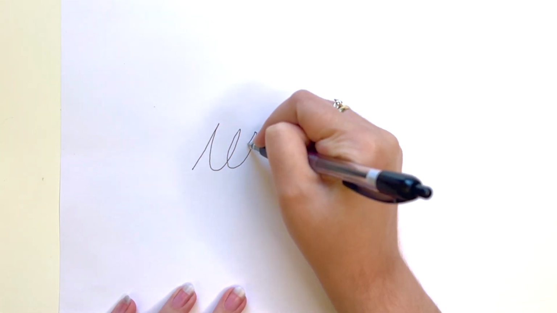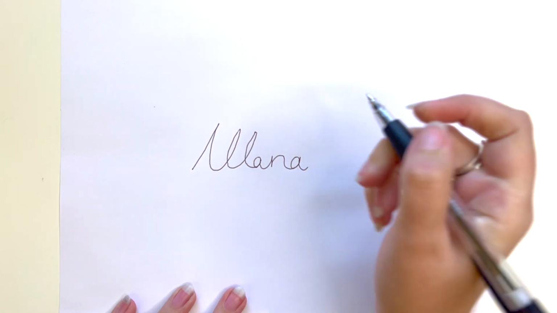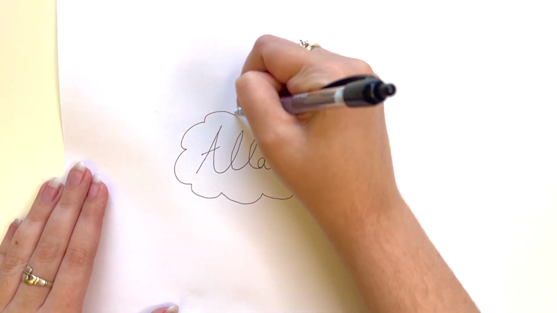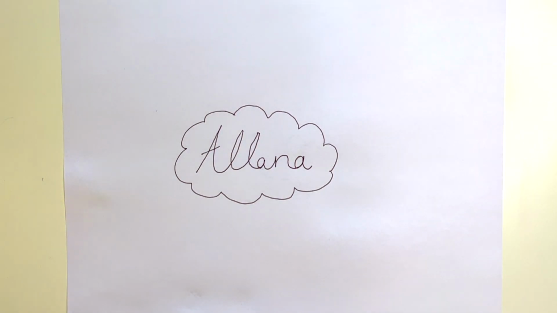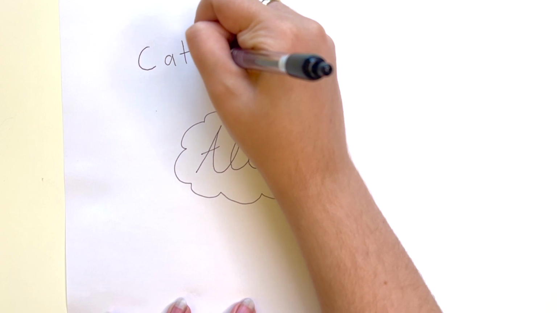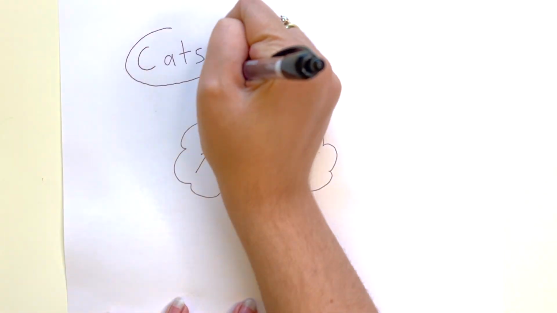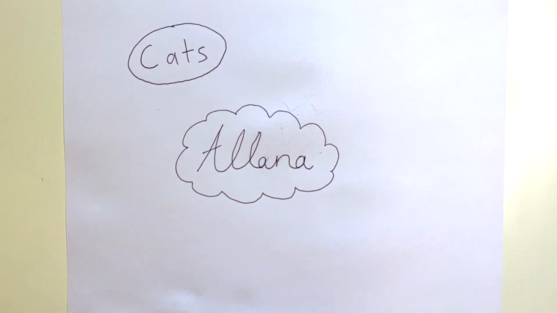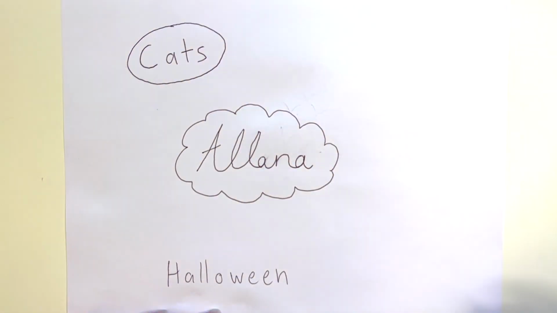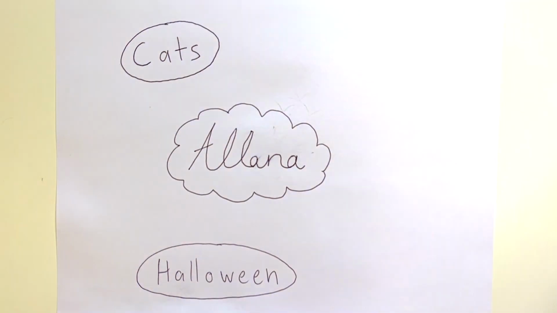To start your mind map, write your name in the center of the page and circle it. You are the center of your map. Next, write down things you like and circle each one, adding a line connecting them all to your name. For example, my name is Alana, and the things I chose are my favorite animal, cats, my favorite holiday, Halloween, and my favorite subject, art.